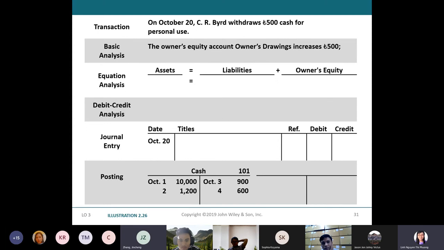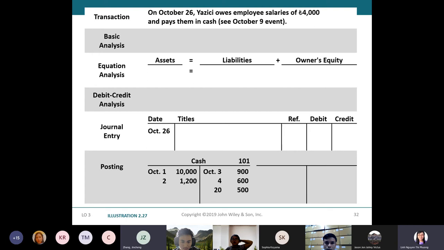Here it says we owe them how much salary? 4,000. Okay. So what do we have here? When the employees work for us, there is an expense. What is that expense called? Salary expense. Salary expense will increase 4,000. What will be another one? Their money, so liability increases, right?